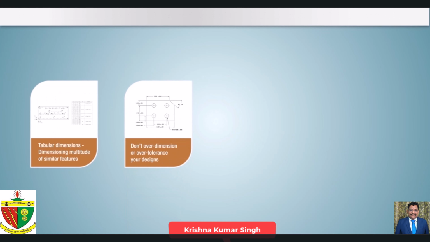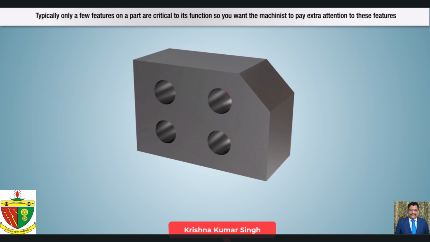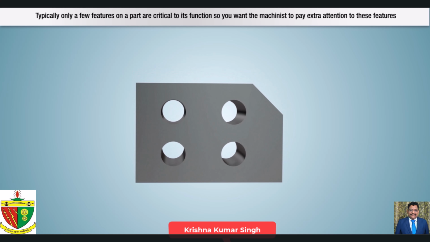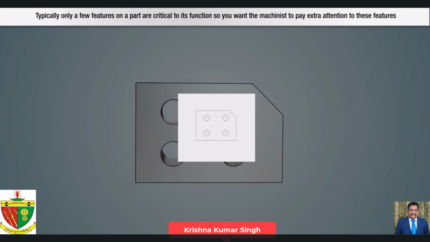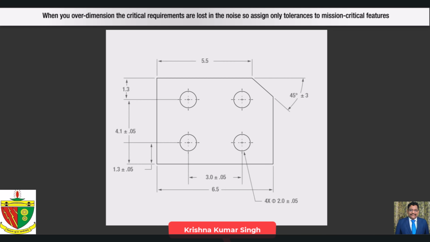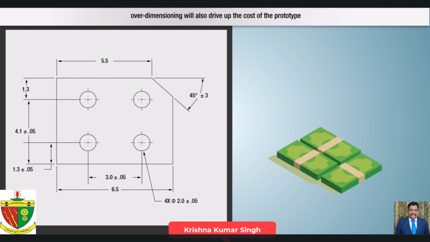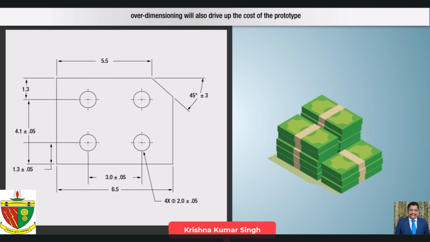Don't over-dimension or over-tolerance your designs. Typically, only a few features on a part are critical to its function, so you want the machinist to pay extra attention to these features. When you over-dimension, the critical requirements are lost in the noise, so assign tolerance only to mission-critical features. Over-dimensioning will also drive up the cost of the prototype.